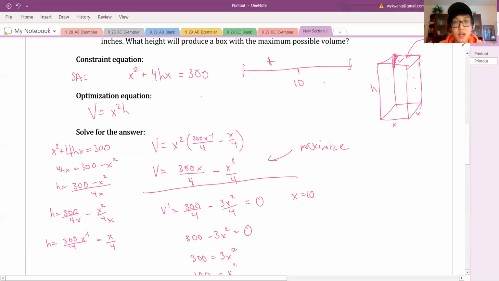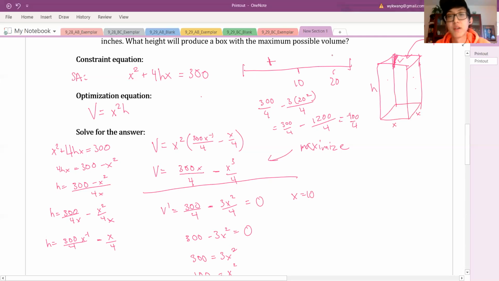Right, now let's plug in a number to the right of 10. Let's plug in 20, right? So now we get 300 over 4 minus 300 times 20 squared over 4. And that's equal to 300 over 4 minus 3 times 20 squared. That's going to be 3 times 400, so that's going to be 1,200 over 4. So that's clearly negative, right? 300 over 4 minus 1,200 over 4 is going to be equal to negative 900 over 4.